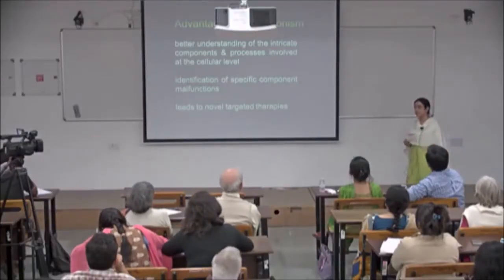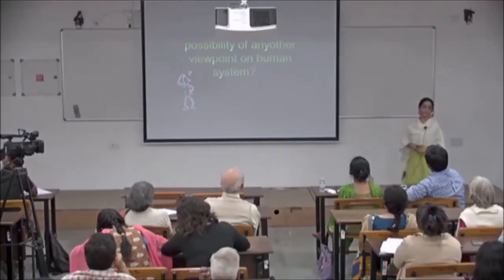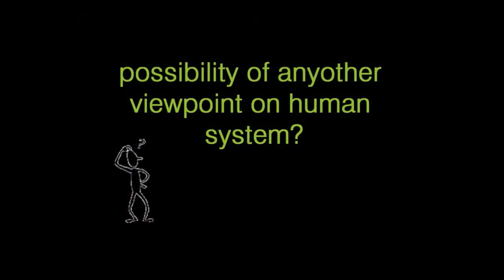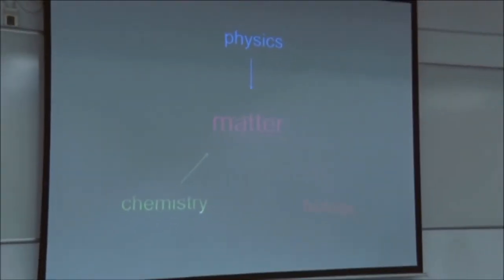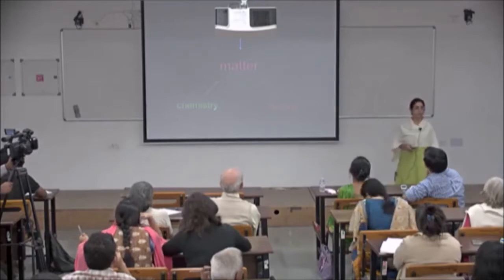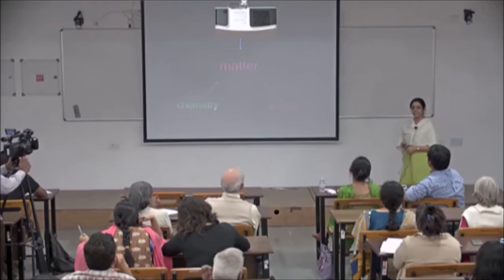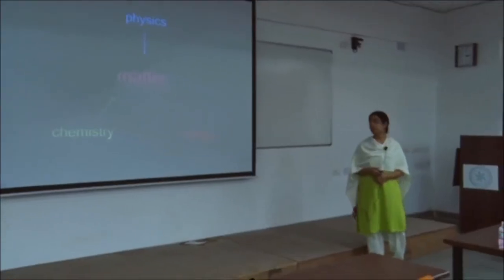For example, if insulin is not produced, then the doctors can give only insulin, because that is the targeted therapy. Now, is there a possibility of any other viewpoint on the human system? That is the question, and let's see. Let's start here. What does modern science say? Because we all would like to have modern science as the golden standard. So let's see whether different viewpoints are permitted in modern science.